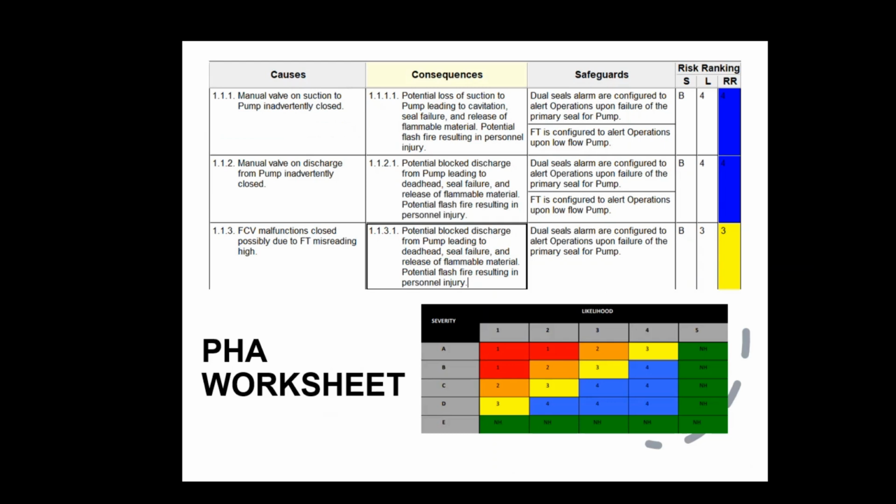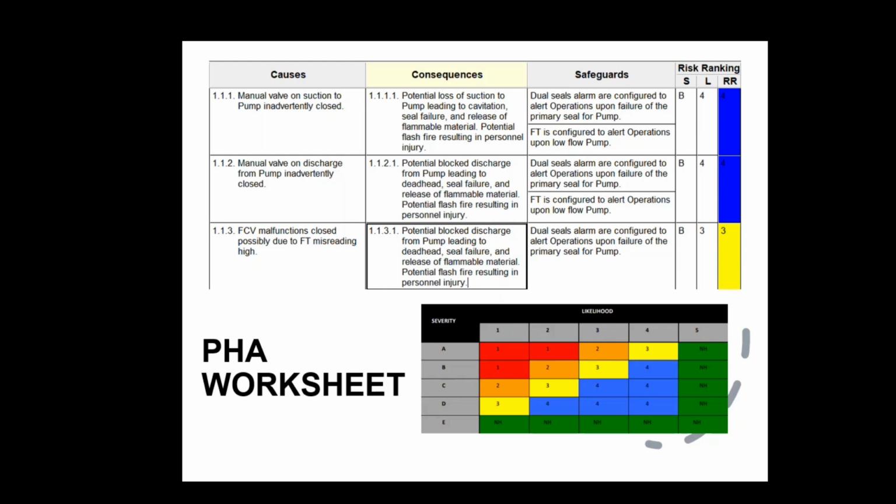So how would these scenarios look written on a PHA worksheet? In an actual PHA, the PHA worksheets should be a little more detailed than this in that they should contain P&IDs, equipment names, and equipment tags, but this will at least give us a good idea as to what the scenario might look like. So firstly, we're going to focus on the manual valve on the suction to the pump inadvertently closing. That is cause 1.1.1 on the worksheet there.